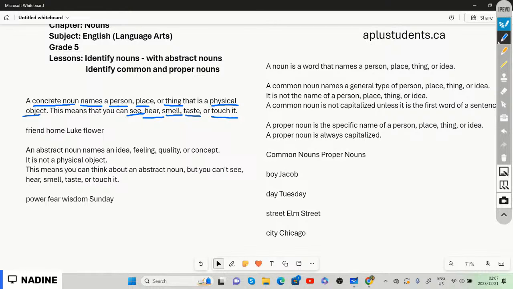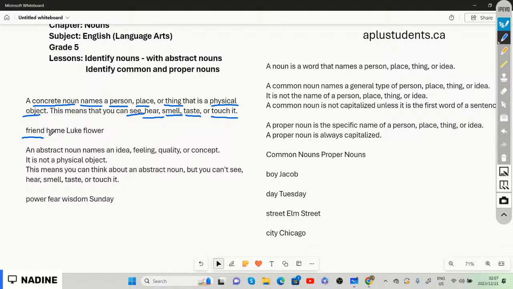So once again, a concrete noun names a person, place, or thing that is a physical object that you can hear, see, smell, taste, and touch. Those are concrete nouns. A few examples of concrete nouns: your friend is a concrete noun. You can see your friend, hear your friend, smell the scent of your friend, and touch your friend, right?